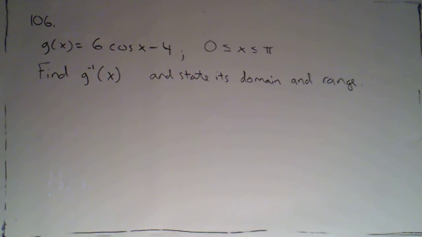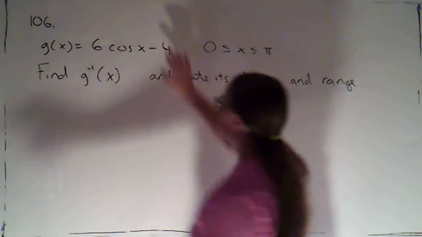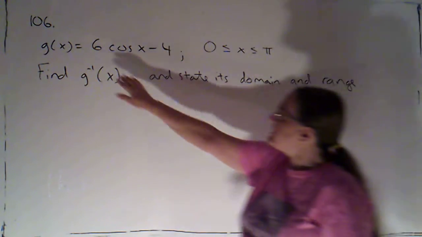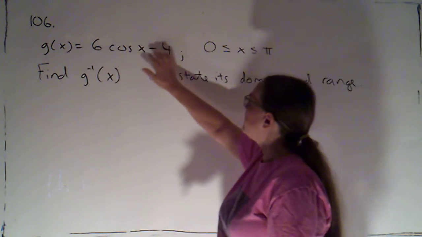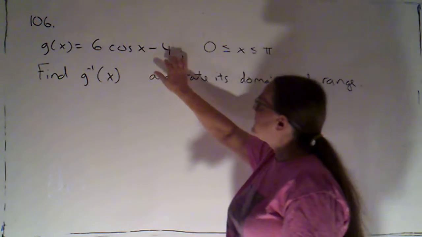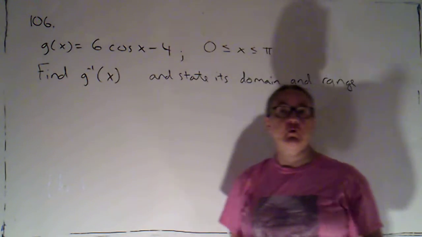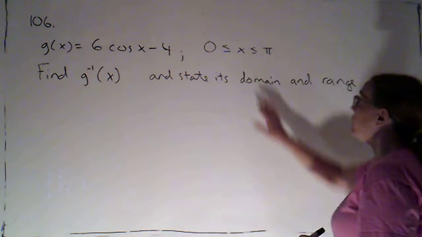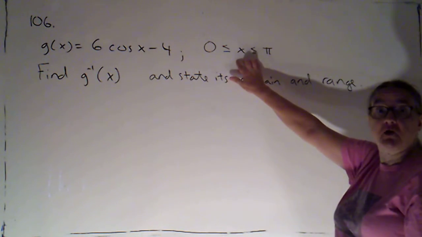I want to look at one more type of problem, and I've selected an even number from our textbook. This is number 106. We're given this function g of x equals 6 cosine x minus 4, so that would correspond to a transformation of the cosine function. But we're also given a restricted domain.